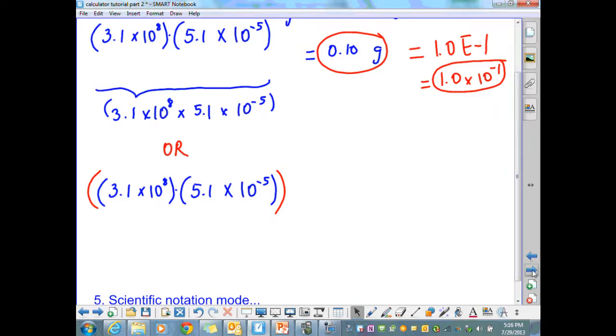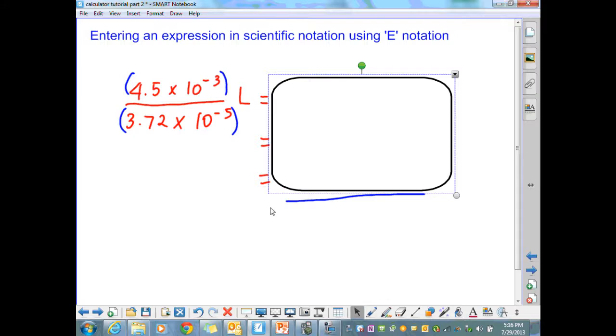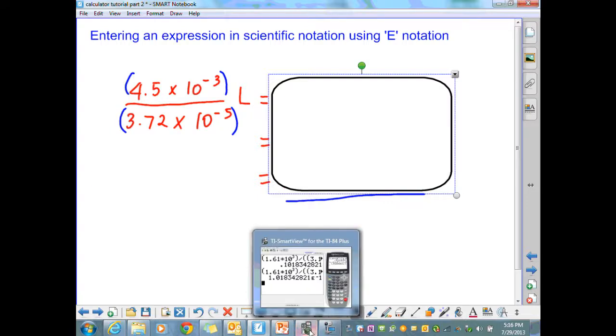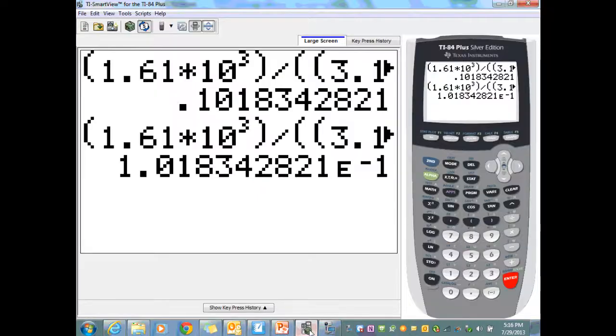And the last thing I'd like to point out to you is a way to enter expressions in scientific notation using the capital E notation, which some of you may prefer, some of you may not, but let me just quickly point that out to you that it's there. So when you're entering an expression such as the one we have on the screen here, normally you would enter 4.5 times 10 to the negative 3. But instead of saying times 10 to the negative 3, you can actually enter it as follows.